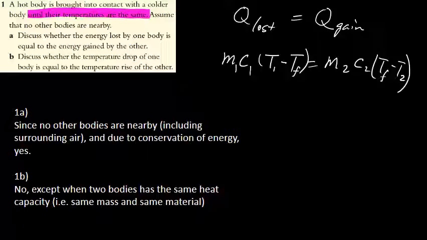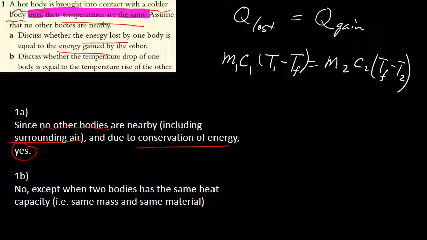The first question is extremely easy. It said in general for a hot body brought together with a colder body, and of course, as our experience, we know that their temperature at last will be the same. Now we assume there are no other bodies nearby. And now it asks you to discuss whether the energy loss is the same as the energy gained by the other one. And the answer is yes, of course. And remember to mention the reason that there are no other bodies nearby. That means there is no surrounding air, and therefore there will not be any energy transferred to the air. And due to the conservation of energy, the energy gained equals the energy lost.